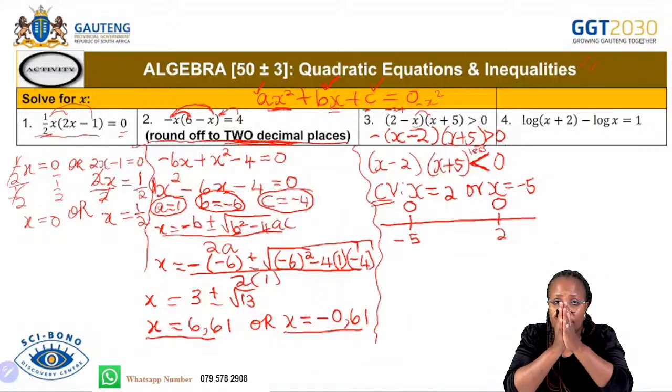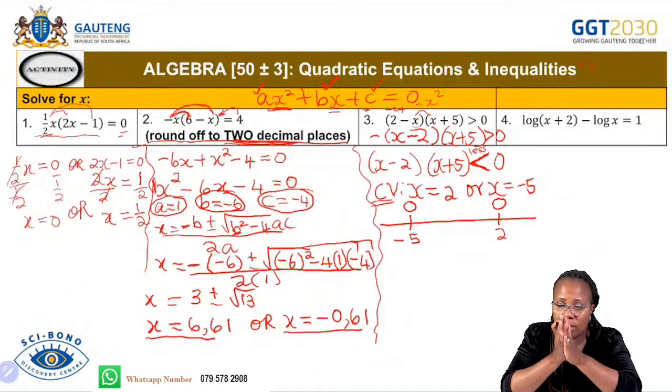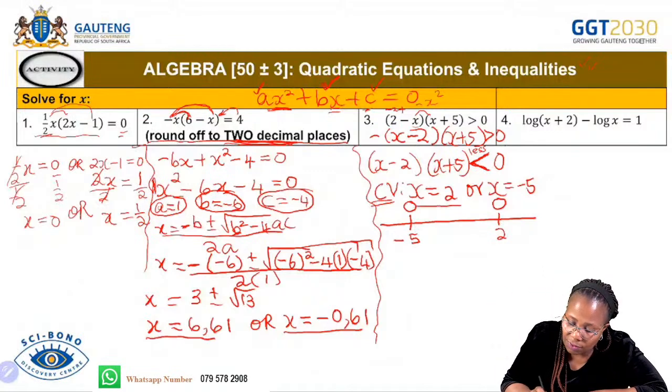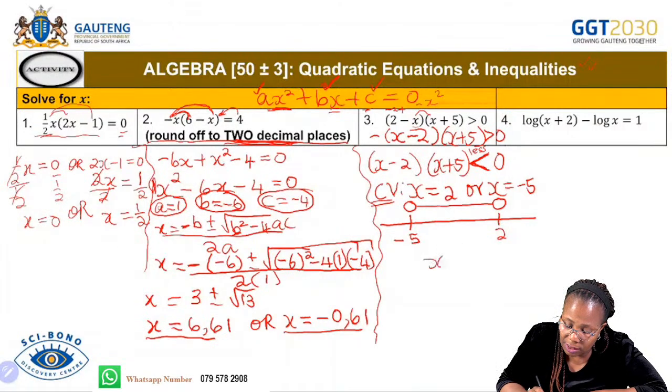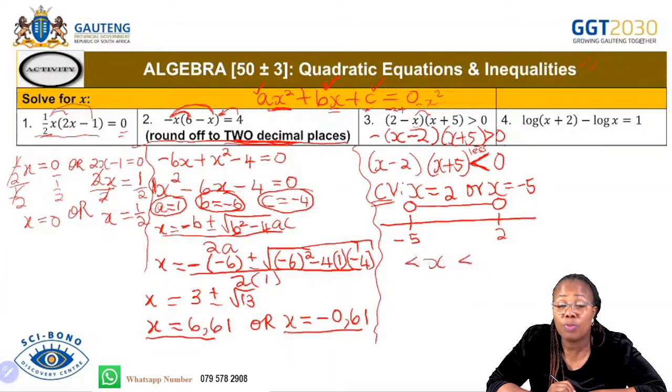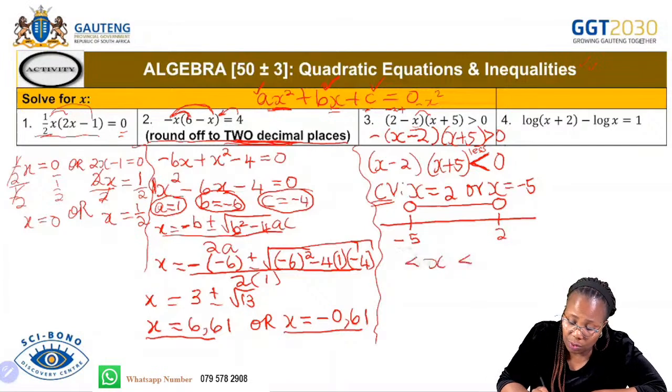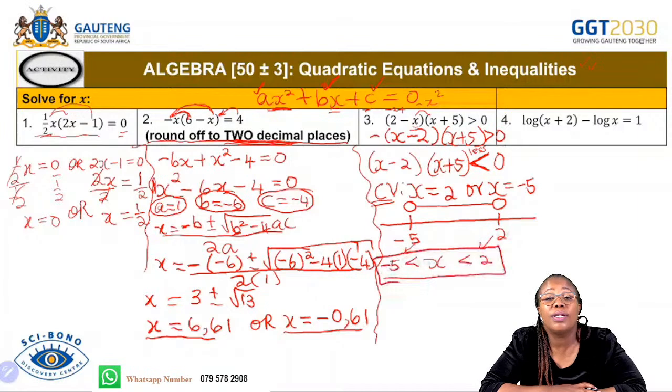Okay, we shade in between. That means our x values will meet in between here. So the minute x is in between, that means the solution will also be in between your x values. So we plug in the first x value, minus 5, followed by the second one, which is 2. Therefore, that is the answer for your inequality, grade 12.